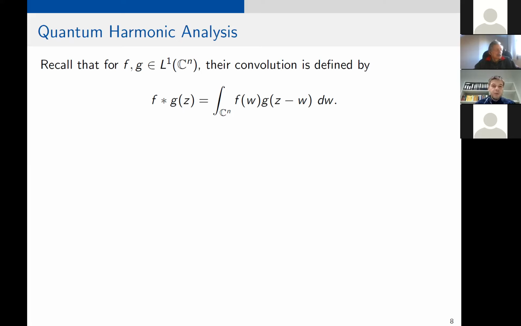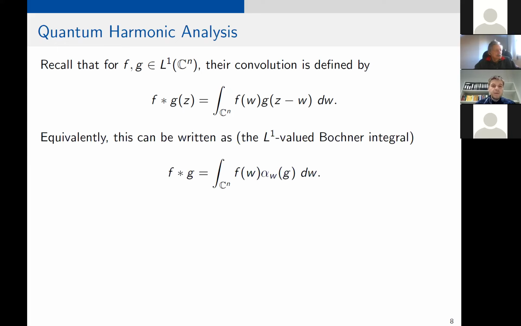This is usually how you define it, but you could equally well define the convolution in this way. The convolution of f and g is defined by integrating f against the group action of Cn at g. Here you have to know that w goes to alpha w of g is continuous in L1, and therefore this integral is well defined as a Bochner integral in L1.